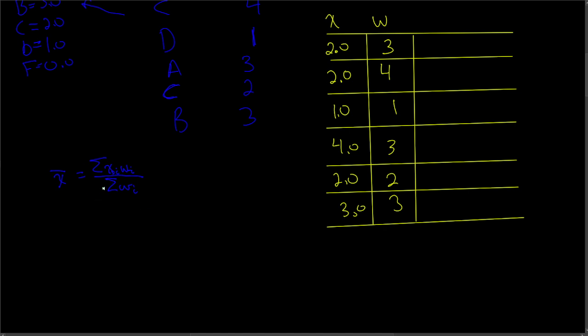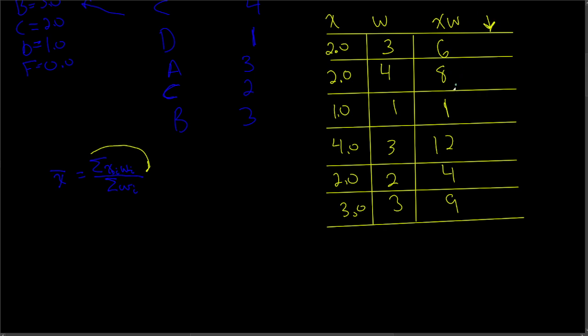What our formula is asking for, for the GPA or the grade point average, is to multiply the score by its weight. So we'll make a column here for x times w. So 3 times 2 is 6, 4 times 2 is 8, 1 times 1 is 1, 4 times 3 is 12, 2 times 2 is 4, and 3 times 3 is 9. So this part here that asks for the sum of the value times its weight is asking us to sum this column that we made.